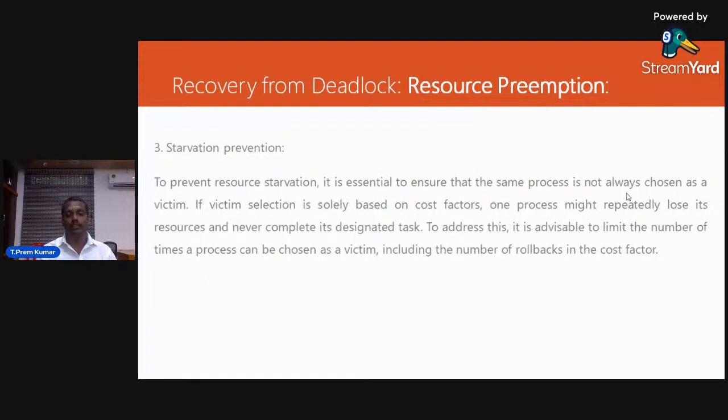Then the third one is starvation. Starvation prevention says that to prevent resource starvation, it is essential to ensure that the same process is not chosen as a victim. If a victim selection is solely based on the cost factors, one process might repeatedly lose its resources and never complete its designated task. To address this, it is advisable to limit the number of times a process can be chosen as a victim, including the number of rollbacks in the cost factors.